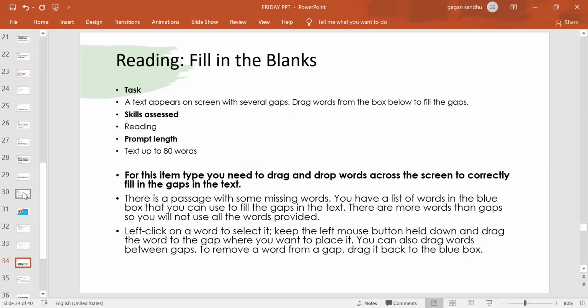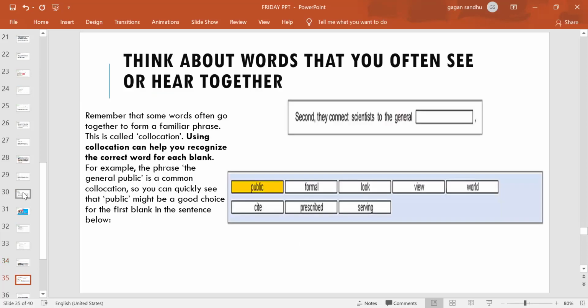The text is lengthy, it can be up to 150 words, right? But here it can be up to 300 words as well. But in the reading fill in the blanks, it will be somewhere around 80 to 100, 120. This will be the length of the text, mostly 80, right? So here we have to drag and drop the words across the screen to correctly fill in the gaps in the text. What I mean is the questions will be in one box and the options will be in another box.